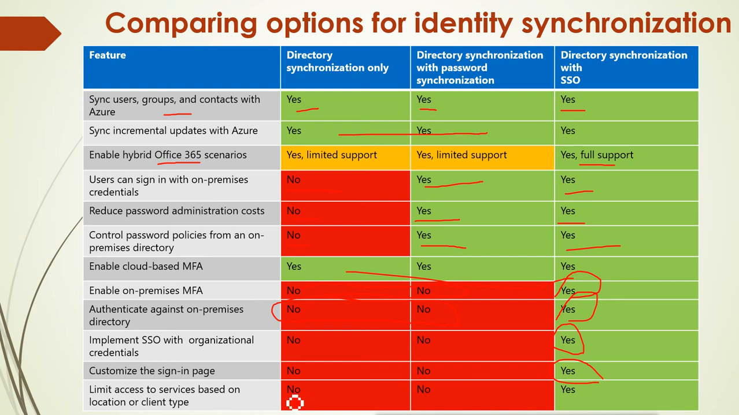That means we have federation services, and we also synchronize it with the Active Directory Federation Services, Azure federation services. So, limited access to services based on the location or client type. Can we limit the resources? We cannot when we only do the synchronization for users' directory information and password information. We can do that when we have the synchronization for the single sign-on federation services. So this is the comparison.